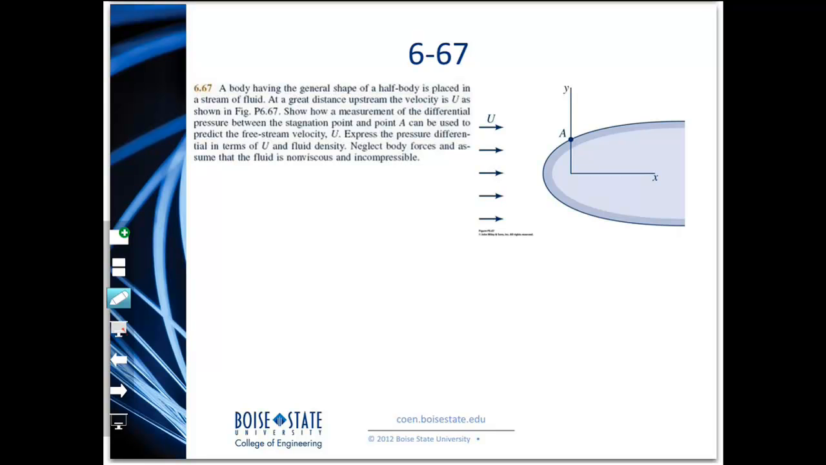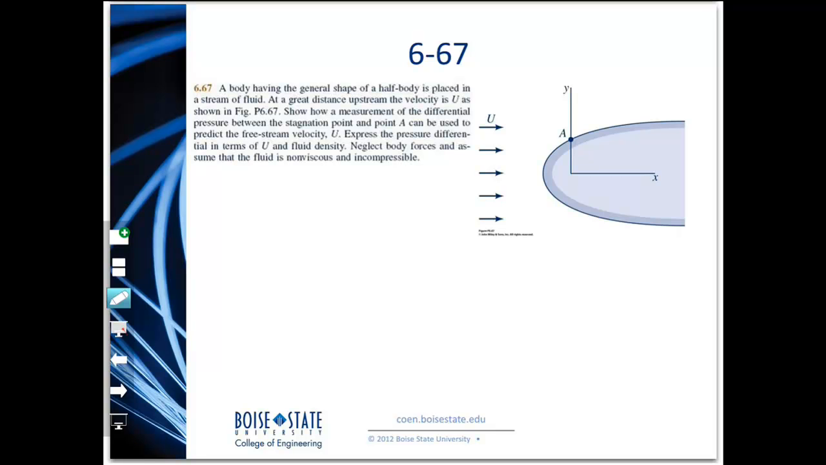A body having the general shape of a half body is placed in a stream of fluid. At a great distance upstream, the velocity is U, as shown in the figure. Show how a measurement of the differential pressure between the stagnation point and point A can be used to predict the free stream velocity U. Express the pressure differential in terms of U and fluid density. We are asked to neglect body forces and assume that the fluid is non-viscous and incompressible.